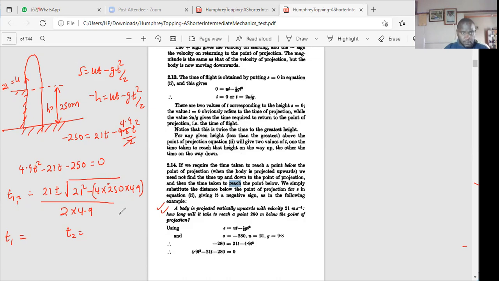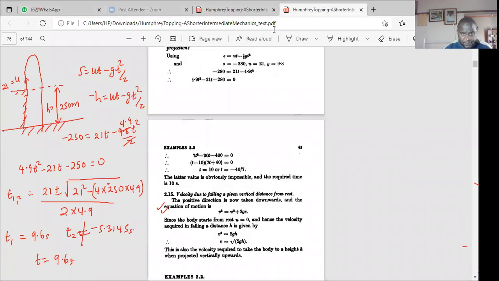9.6, t1 is equal to 9.6. Okay. And next, t2 is negative 5.3145. Of course, we say time cannot be negative, because this is real time. So the answer is actually 9.6 seconds. Okay, that is a review: whenever a particle is projected and comes back and goes below the point of, what? Projection.